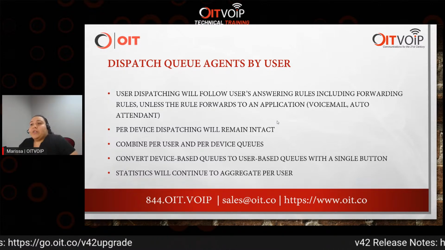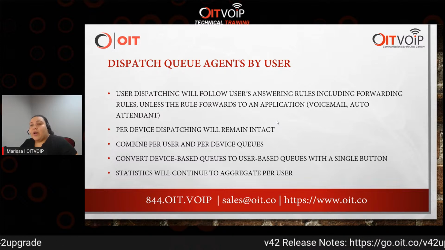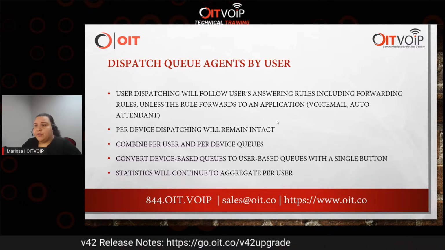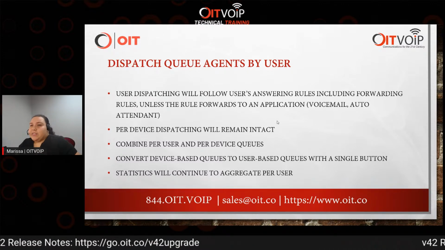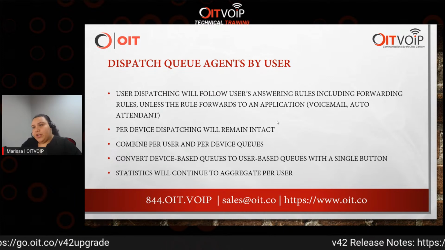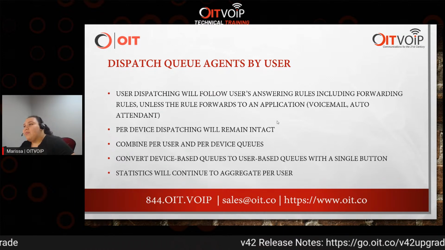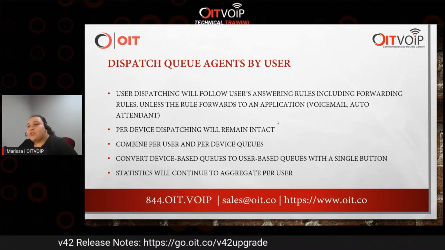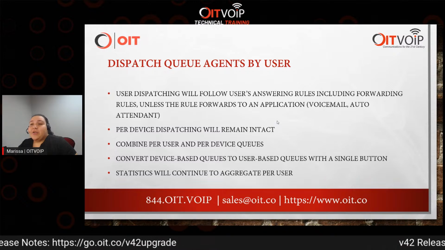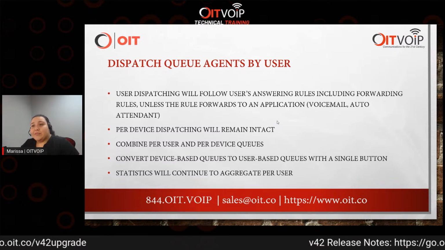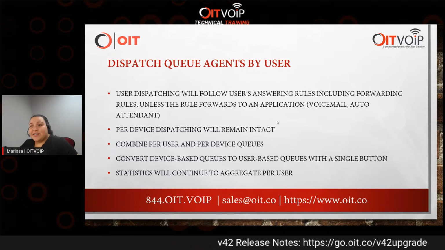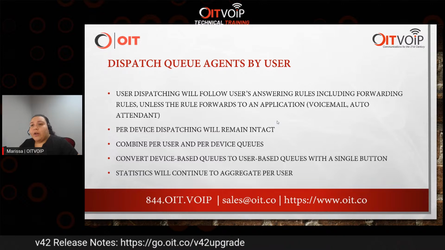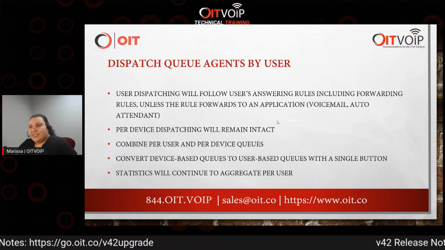Per device dispatching will still remain. So you have the ability to do either or. It is not just one or the other, and we're not getting rid of per device queues because I know that there are some people who do still prefer that functionality. You will still have the ability to convert device-based queues to user-based queues. So it's going to be very simple for those existing clients who have been set up, especially my white label and channel partners. There's going to be a single button you guys can click, swap them over, and it is very simple to do. I'll show you in the screenshots now.